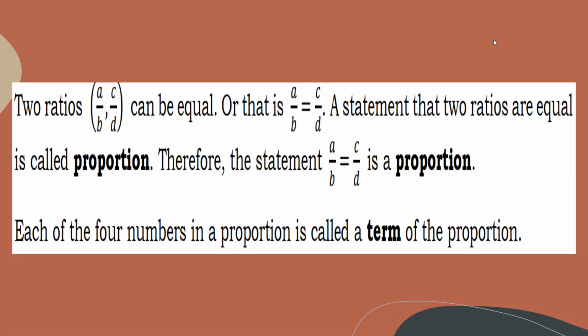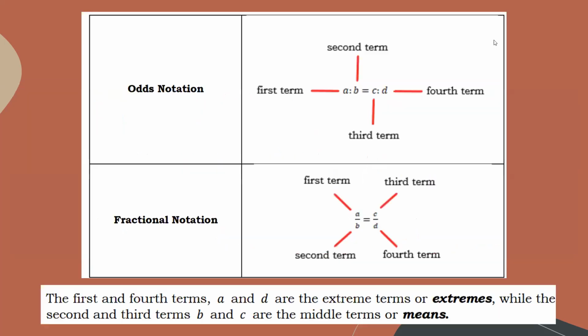So sa proportion natin, we are comparing two sets of fractions. Okay po. So bawat parte sa ating proportion ay may tinatawag nating term. We have what we call the colon notation. Pag colon notation, ito in form of ratio equals another ratio, while pag fractional notation naman po is fraction equals another fraction. Those are two ways of writing our proportion.